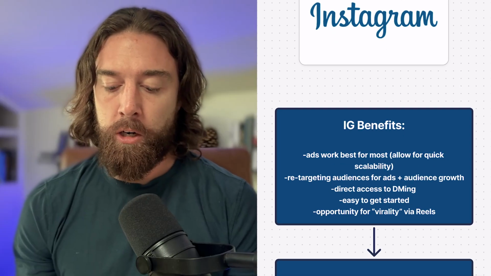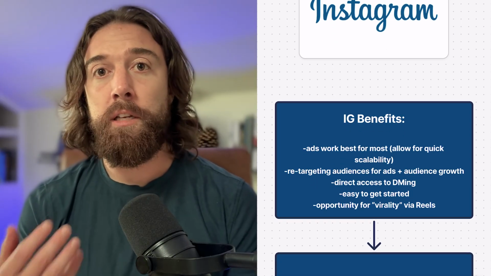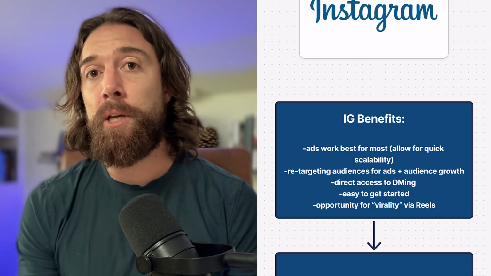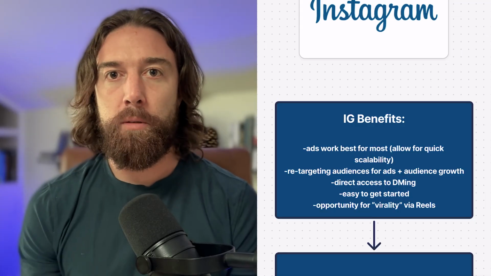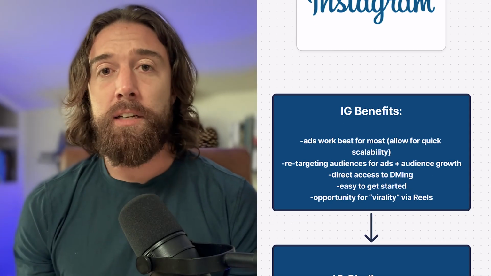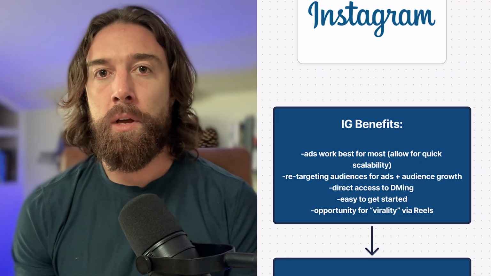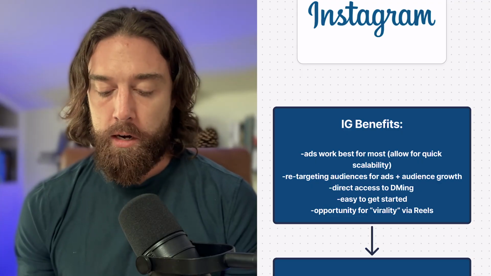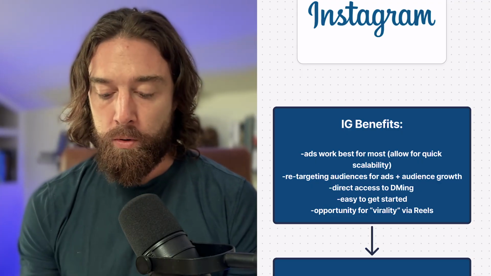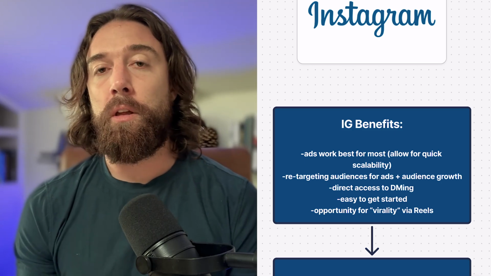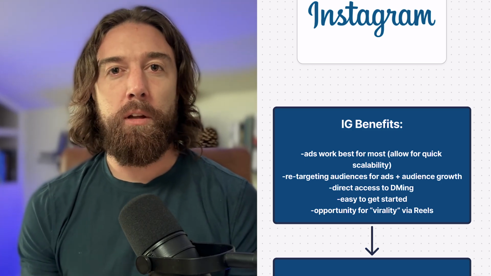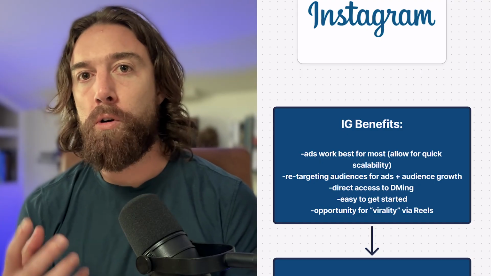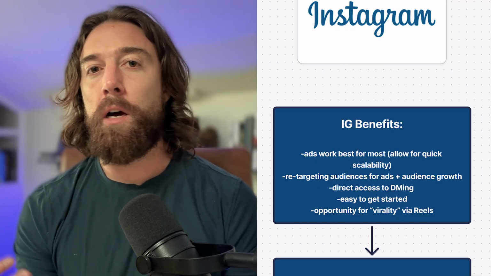Additionally, you can do great retargeting with ads for lead generation, but also for just building your audience. You have direct access to DMing, similar to LinkedIn, but you have this direct personal ability to start conversations. It's easy to get started. Even without doing video content, you can just post text-based content to get started. You can engage with people to build up your audience, and you have the opportunity for virality through Reels. I don't personally think you should focus heavily on going viral because it can build up a low quality audience, but it's really nice to be able to have the ability to go viral in an easier way than you would on YouTube or LinkedIn.